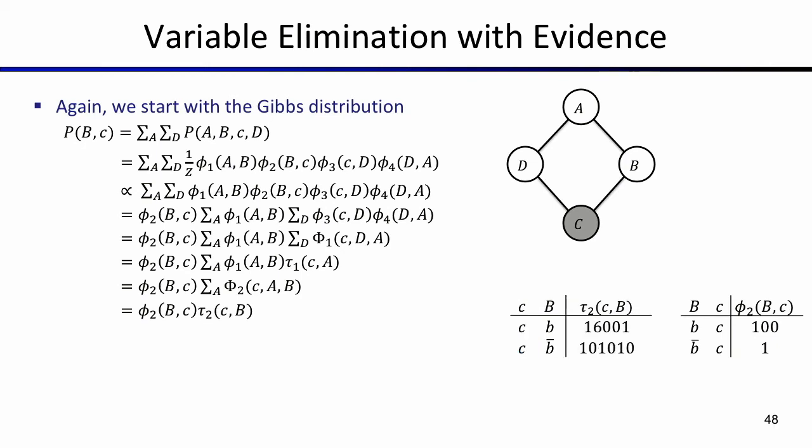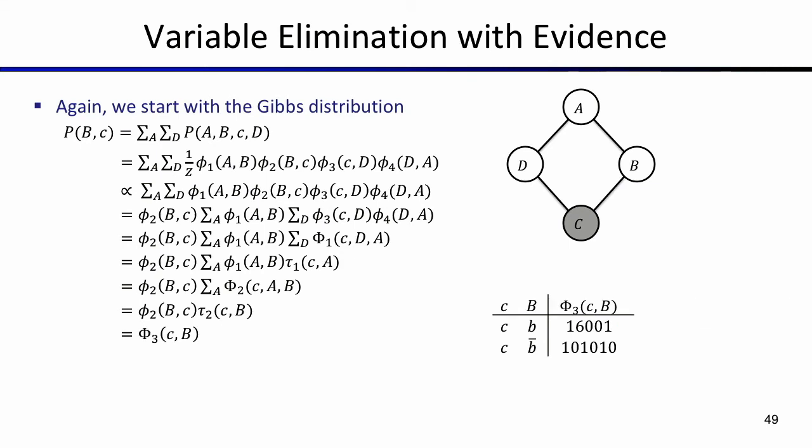So here it is. Again, we end up with two factors. One is the phi 2 over B and C, and the other one is the tau 2 over C and B. So we can multiply those factors together. We're going to just multiply these guys and these guys, and we will have just one factor. Again, this factor will be unnormalized.